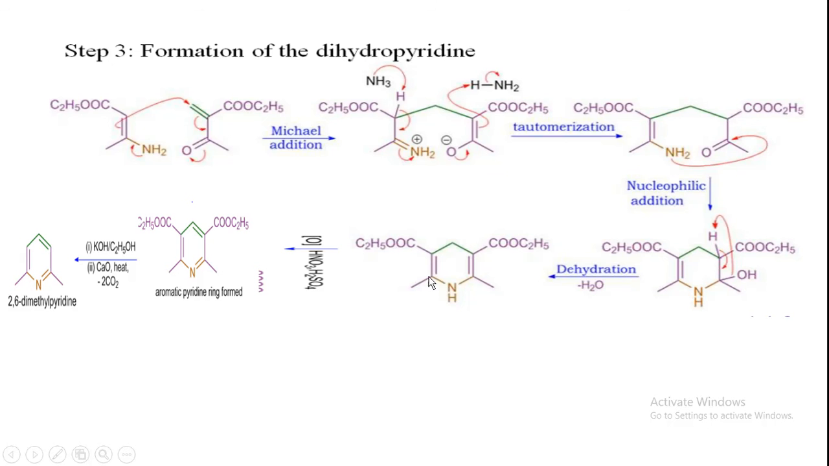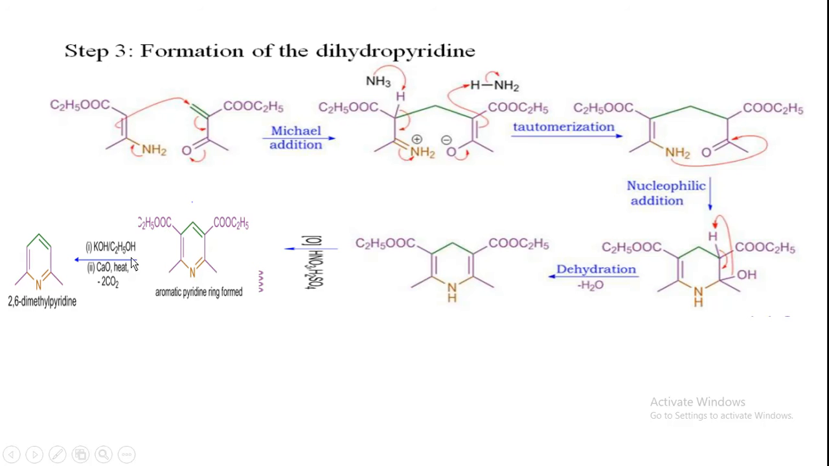So this is the dihydropyridine, okay. So next, what will happen? Oxidation will take place in presence of HNO3 and H2SO4. So after oxidation, okay, it will form this compound, okay. Aromatic pyridine ring will be formed, okay. That means from a non-aromatic compound it will form an aromatic pyridine compound.